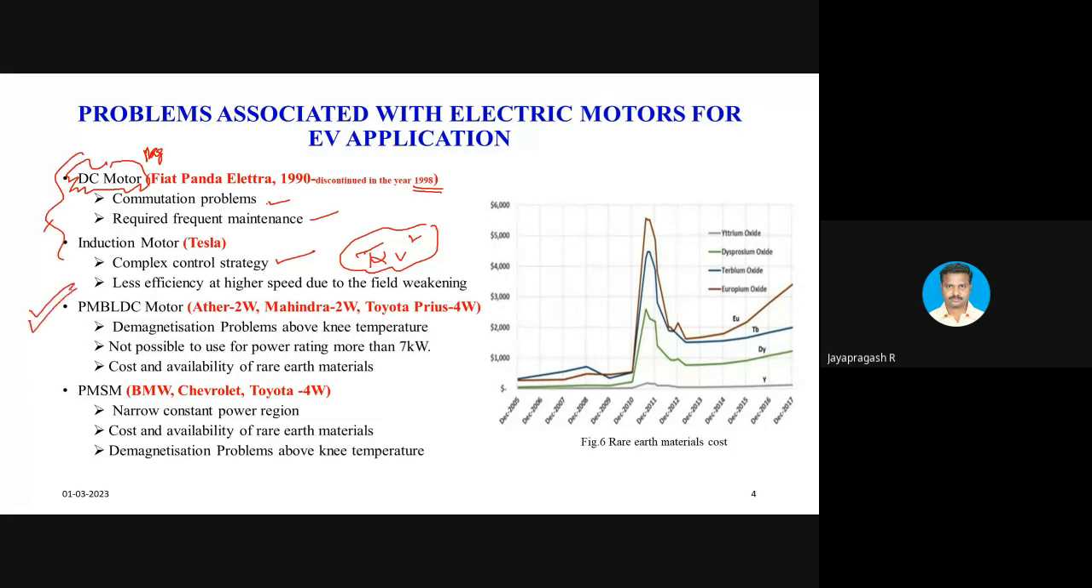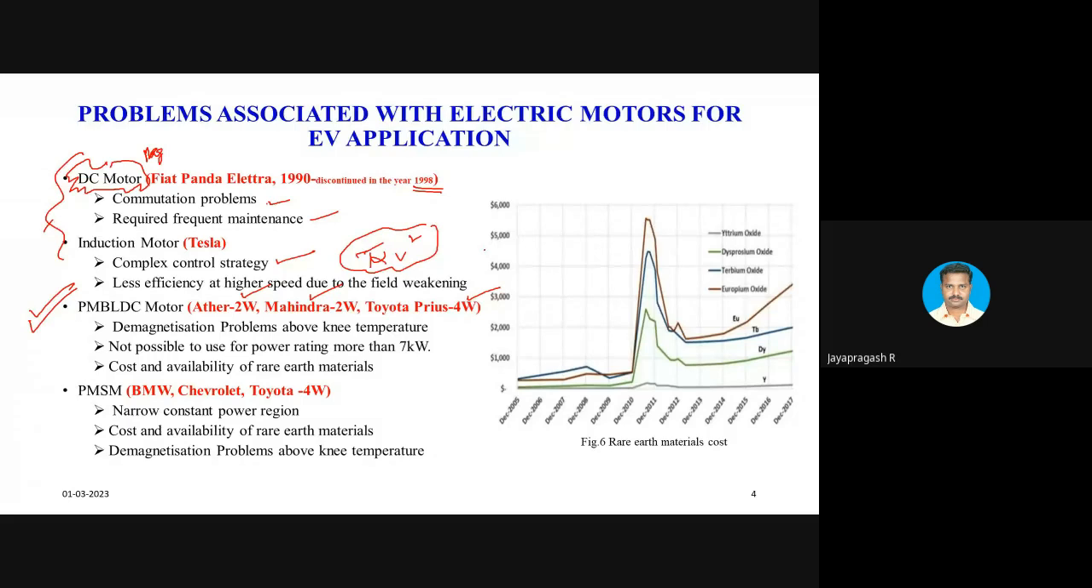Coming to the PMBLDC motor, there are many companies, like Ather, using this PMBLDC motor for two-wheeler applications. Mahindra, an Indian-based company, and Ather is also an Indian-based company, are using this PMBLDC motor for two-wheeler applications. Toyota Prius is using this PMBLDC motor for four-wheeler applications. So whether it's a PMBLDC motor or PMSM motor, which possesses permanent magnets, the first and foremost thing is that the cost of the permanent magnet is more.